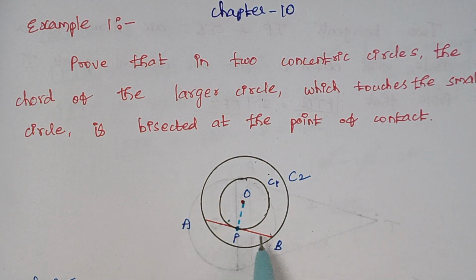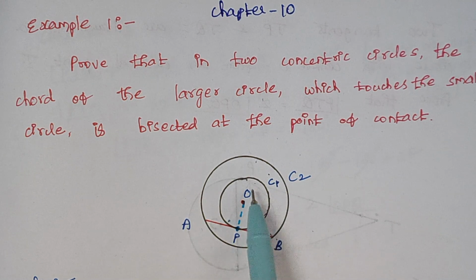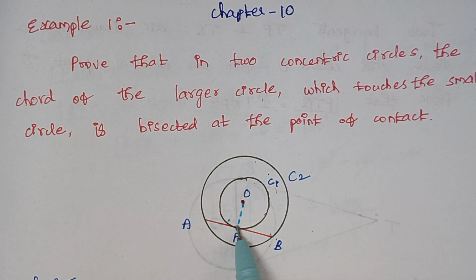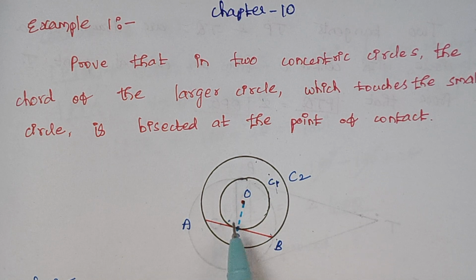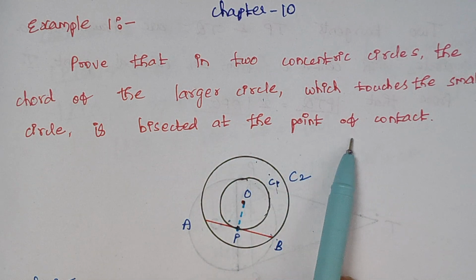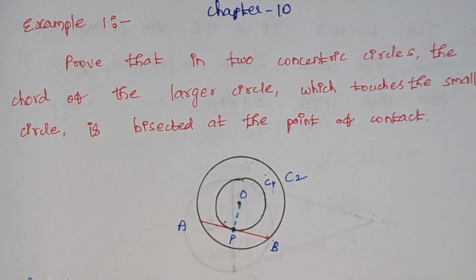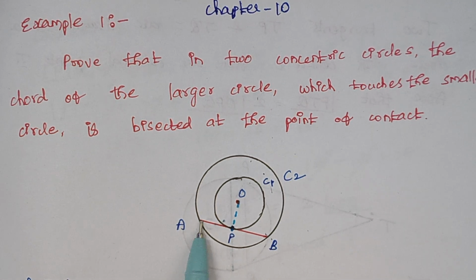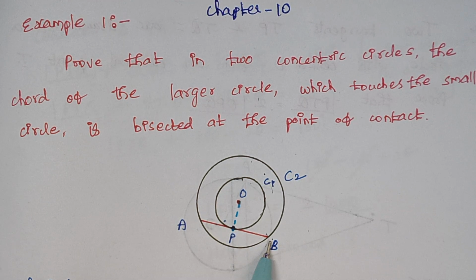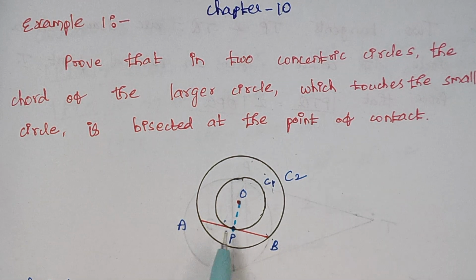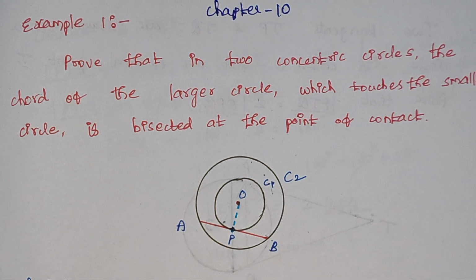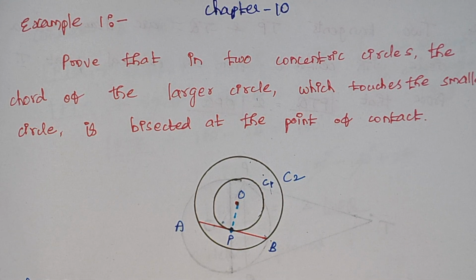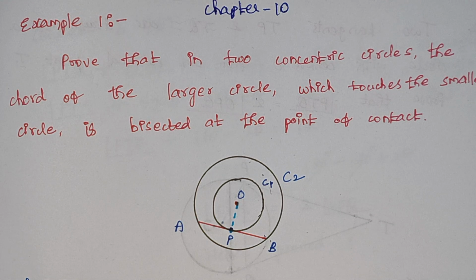So in this diagram, AB is the chord. This chord touches the smaller circle. So we are assuming the chord AB touches the smaller circle at point P, and is bisected at the point of contact. What do you mean by bisected? It is equally divided into two. For example, if the length of the chord AB is 10 centimeters, then AP is 5 centimeters and PB is 5 centimeters. The chord is bisected, that is the reason it is equally divided into two parts.